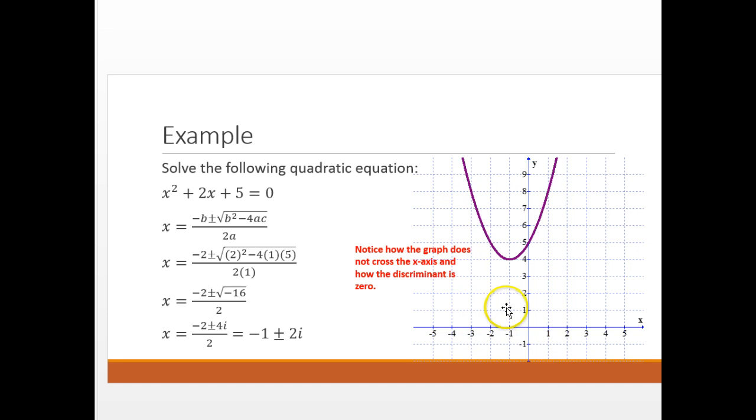Because if it actually crossed the x-axis anywhere, if it crossed it once, we'd have one real solution. If it crossed it twice, we'd have 2 real solutions. If it doesn't cross it at all, we have no real solutions. And this is what we have here, no real solutions. So the 2 complex solutions confirm that this graph does not cross the x-axis.